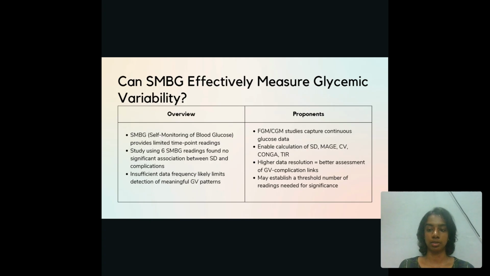This was actually done in a study, and we took six different samples: the fasting, pre-meal, and the bedtime readings. But we found that it actually misses the overnight and post-meal fluctuations that are critical in detecting the glycemic variability.